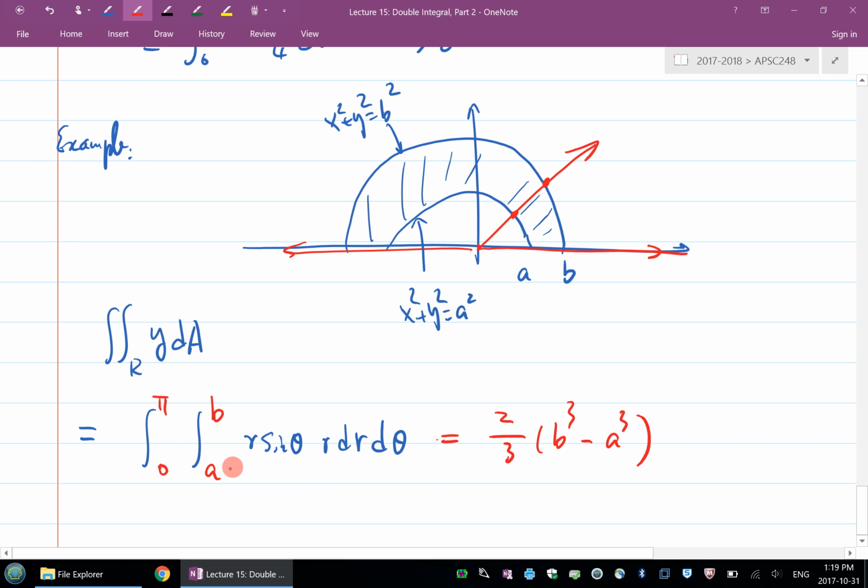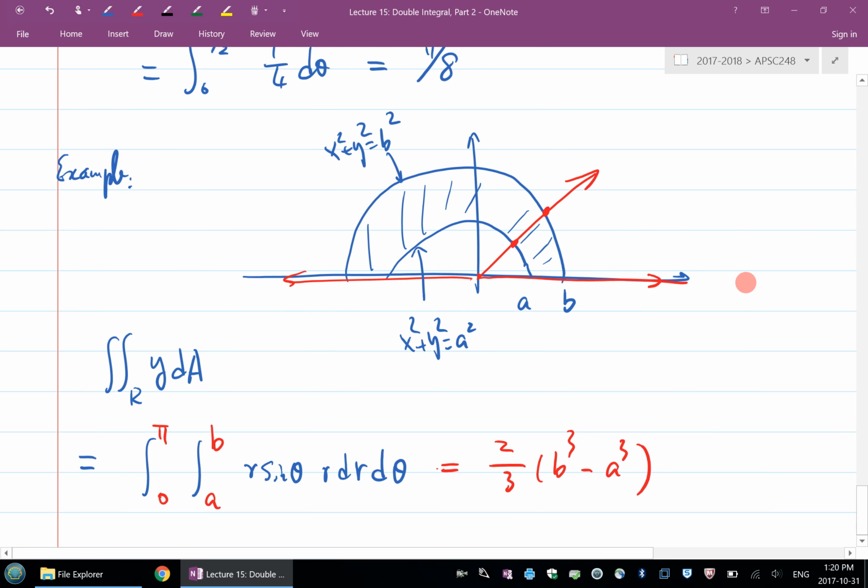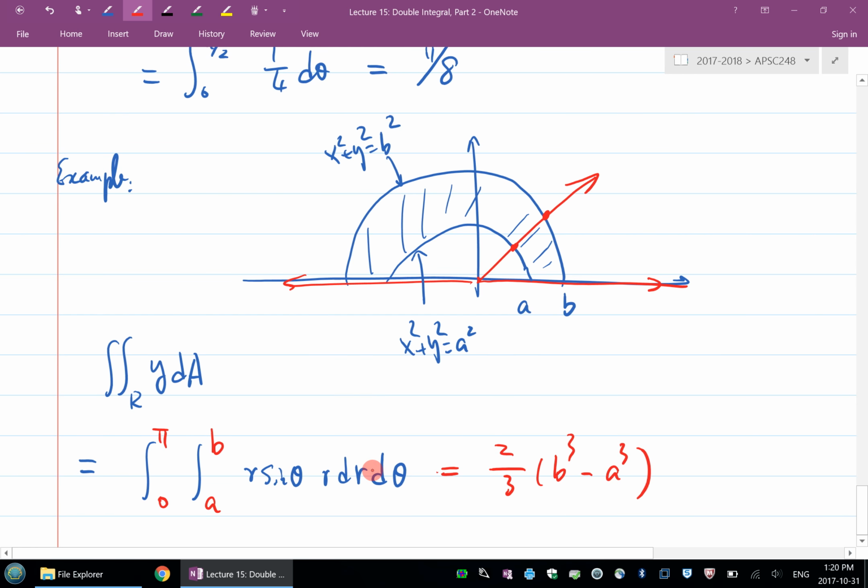A to B, you mean? No, just about where the double integral of the region is. Oh, this one? There's no y here. This is what it's asked us to do: just integrate this function. This function here is your f of x, y. f of x, y is equal to y, basically.